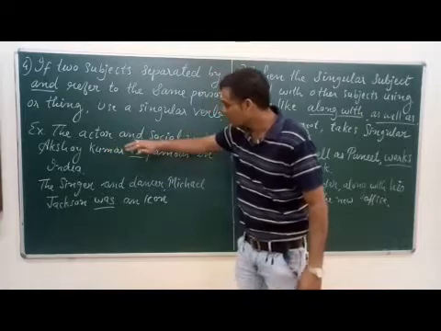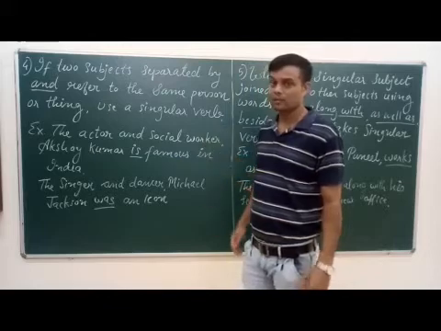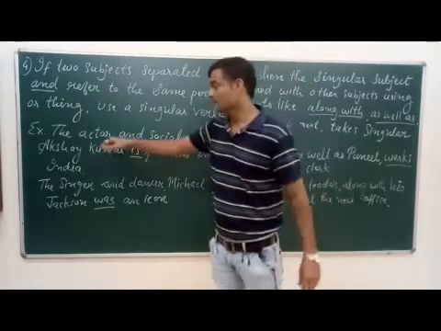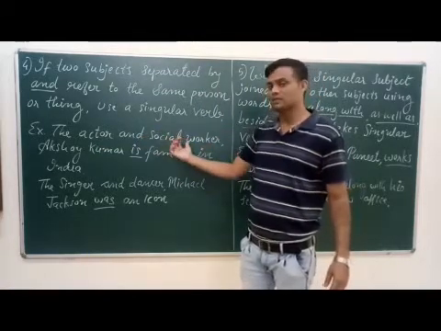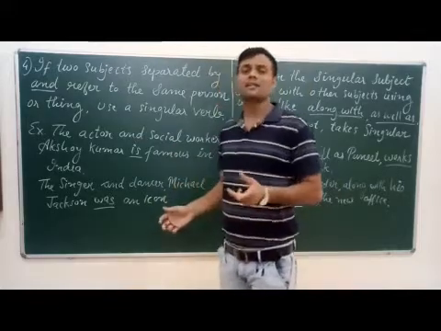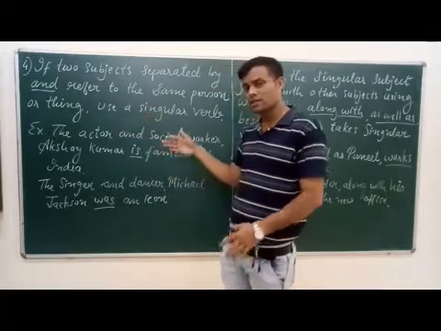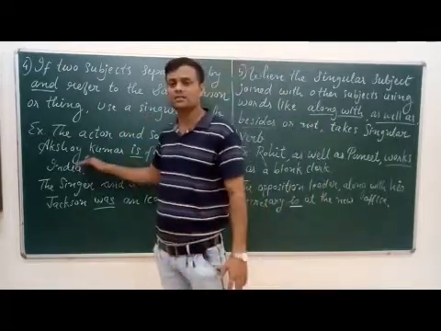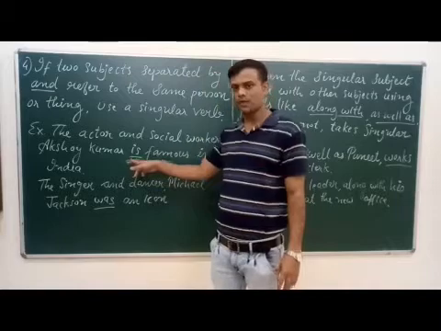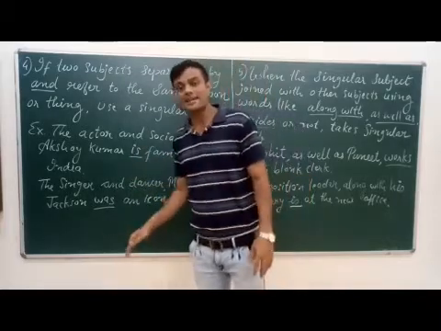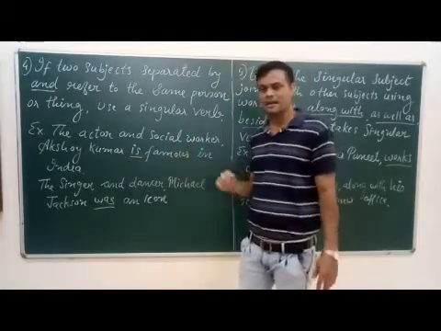The actor and social worker Akshay Kumar is famous in India. Now see this sentence: the actor and social worker. This actor and social worker, both are joined with the conjunction and, but they refer to the same subject or same person, that is Akshay Kumar, and that is singular. So it takes the singular verb is. So the sentence is, the actor and social worker Akshay Kumar is famous in India.